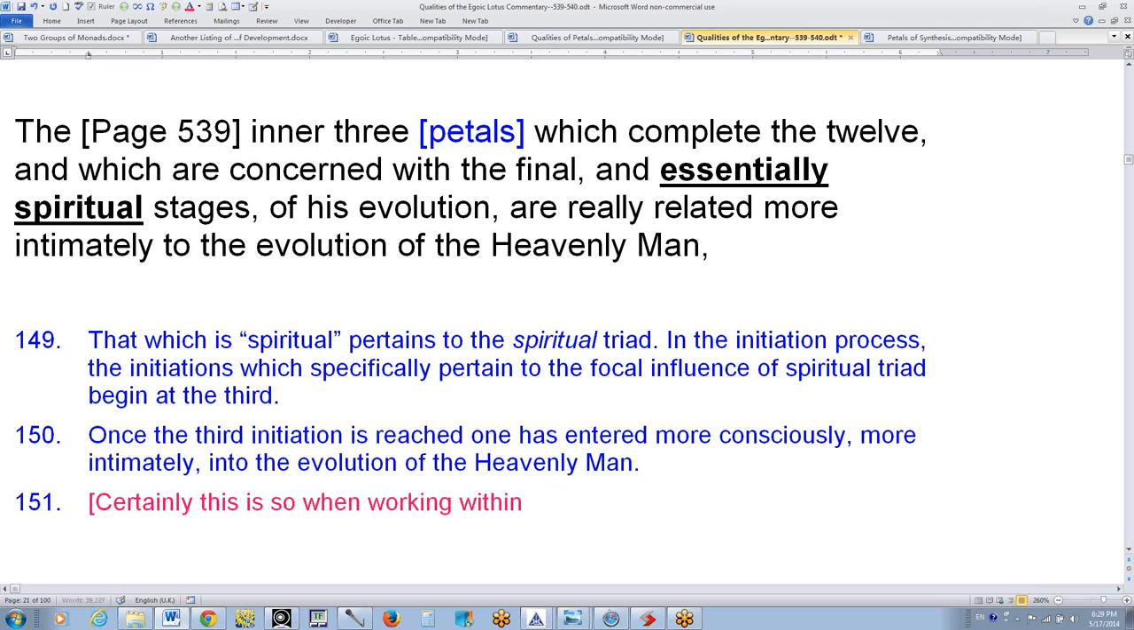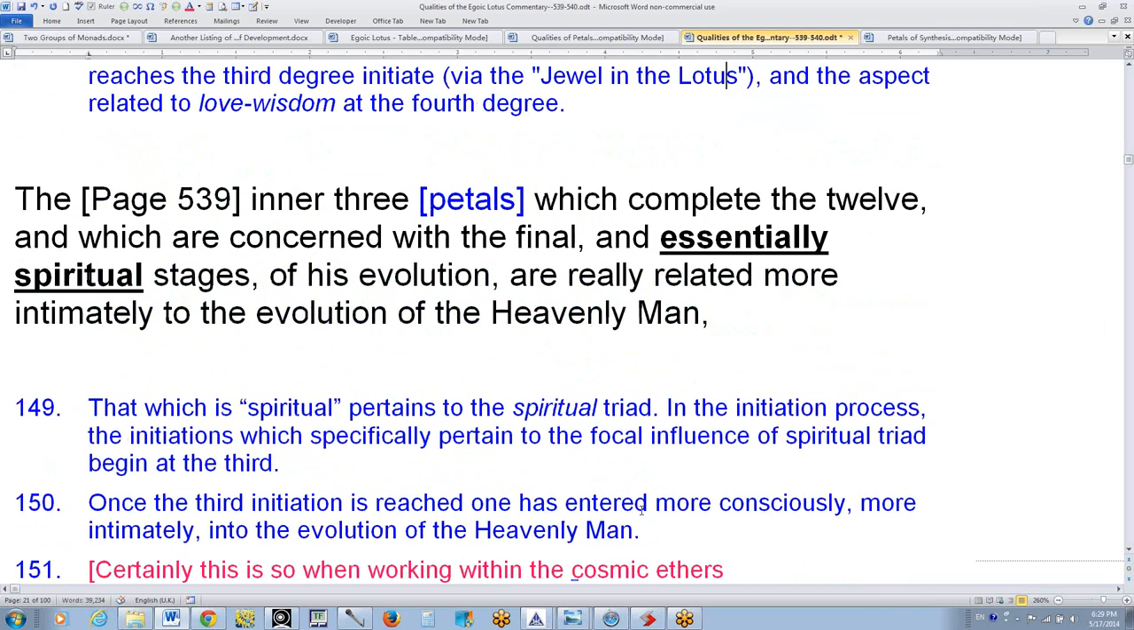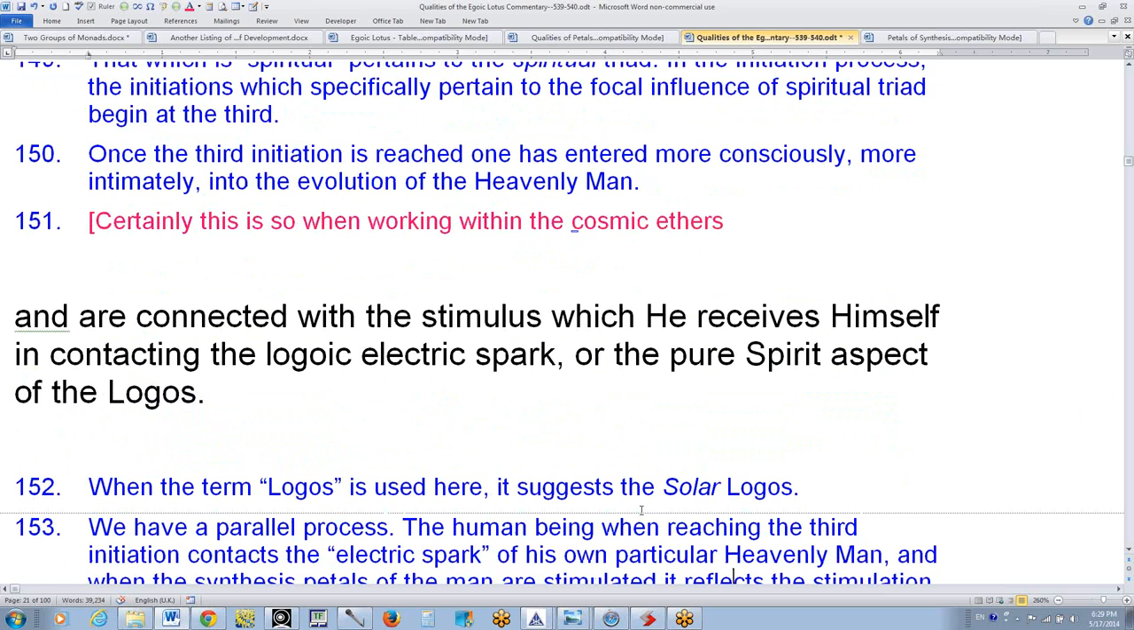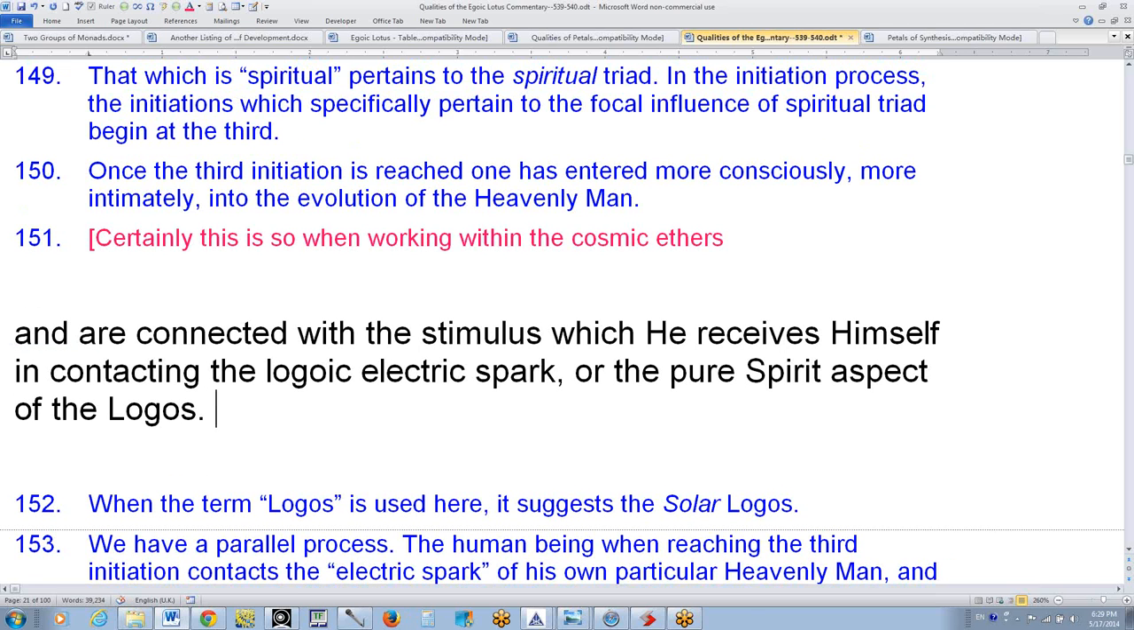And certainly this is so when working within the cosmic ethers. So the 3 petals which complete the 12 are related more intimately to the evolution of the heavenly man and are connected with the stimulus which he receives himself in contacting the logoic electric spark, or the pure spirit aspect of the Logos. We'll look at that in just a moment.